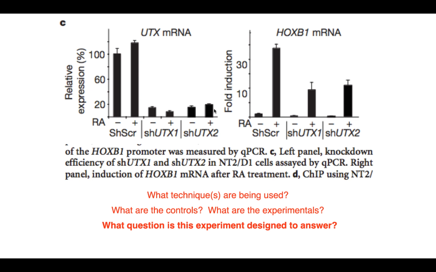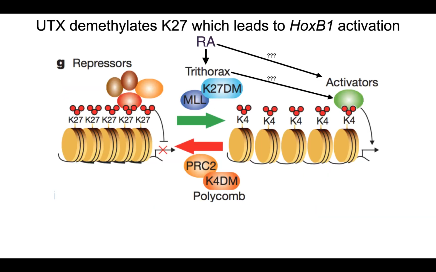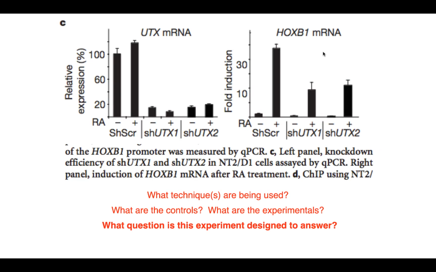It's expensive, it's time consuming, this is much easier to do. So what this seems to be demonstrating is that retinoic acid's activating of HOXB1 and turning on HOXB1 relies on the action of UTX. Without UTX, retinoic acid doesn't induce the expression of HOXB1. And that's what these experiments seem to demonstrate.